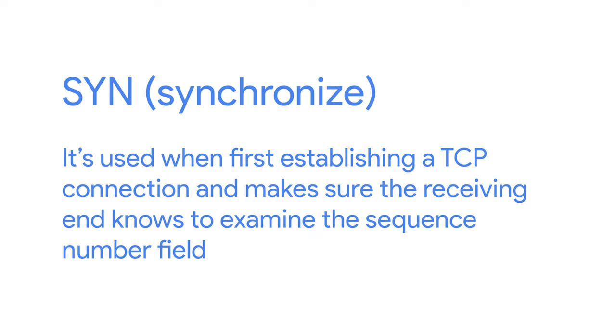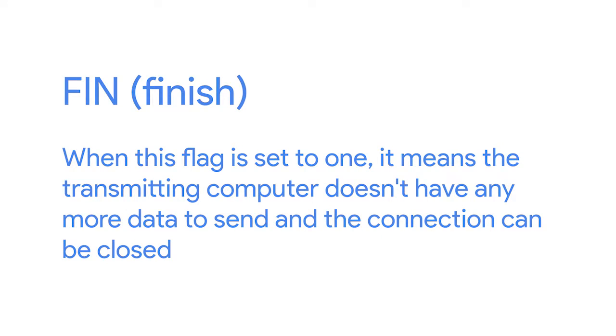The fifth flag is SYN, which stands for synchronize. It's used when first establishing a TCP connection and makes sure the receiving end knows to examine the sequence number field. And finally, our sixth flag is FIN, which is short for finish. When this flag is set to 1, it means the transmitting computer doesn't have any more data to send and the connection can be closed.